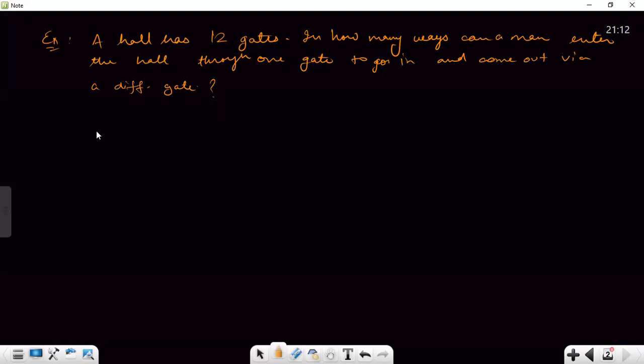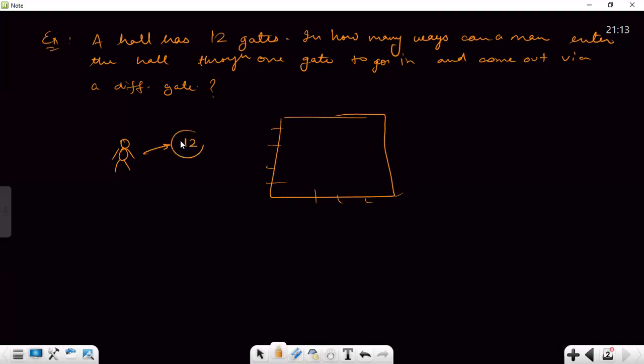So let's say there are 12 gates, and there is a person, Sonu. He wants to enter a particular hall. The hall has 12 gates. So he has 12 choices first, 12 ways to enter. Now, once he has entered the hall, there are also 12 gates, but he cannot get out from the same gate that he entered. So basically 12 minus 1, he now has 11 ways to exit. So there are 12 ways to get in, 11 ways to get out.